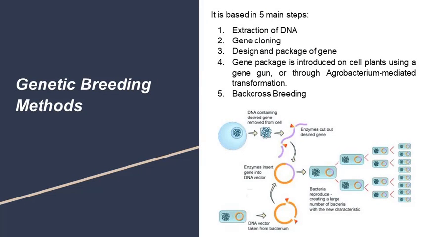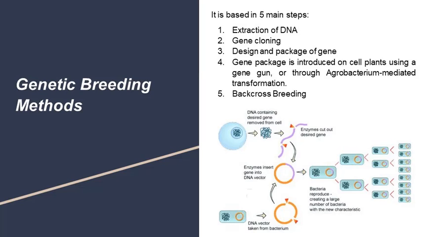Genetic breeding methods. GE, or genetic engineering, is used only when all other techniques of conventional breeding have been exhausted, such as in cases where the trait required is not present in the germplasm of the crop. In this way, genetic engineering applied to crop breeding is commonly known as transgenic or genetically modified, GM, crops. It is based on 5 main steps.